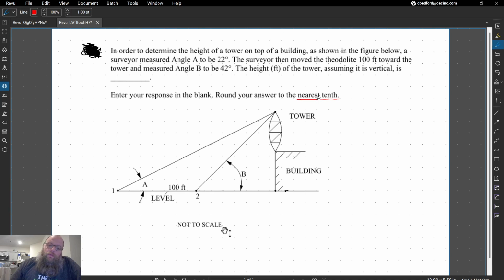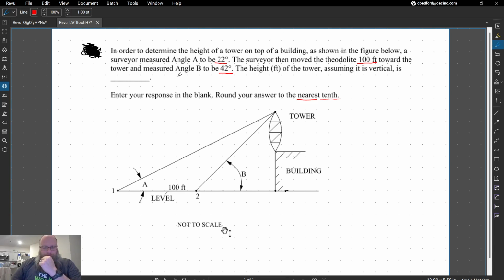They tell you where your significant figures are going to be. Make sure, because when you do your sine of an angle, depending on how your calculator's set, you may get 5, 6 decimal points. But they're telling you to the nearest tenth. That's important information. Angle A, 22 degrees. Angle B is 42. And then I got a 100-foot distance.